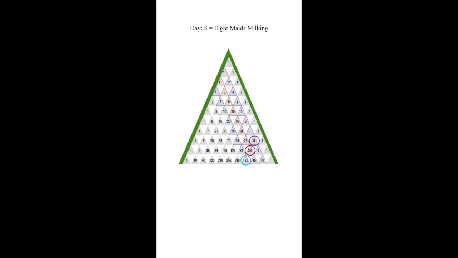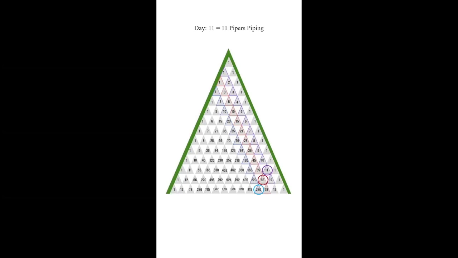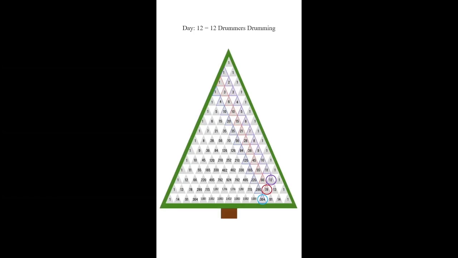And so on day 4, we have 4 calling birds. Day 5, 5 golden rings. Day 6, 6 geese a-laying. Day 7, 7 swans a-swimming. Day 8, 8 maids a-milking. 9 ladies dancing. 10 lords a-leaping. 11 pipers piping. And then we give 12 drummers drumming. And so finally we have reached the finish.